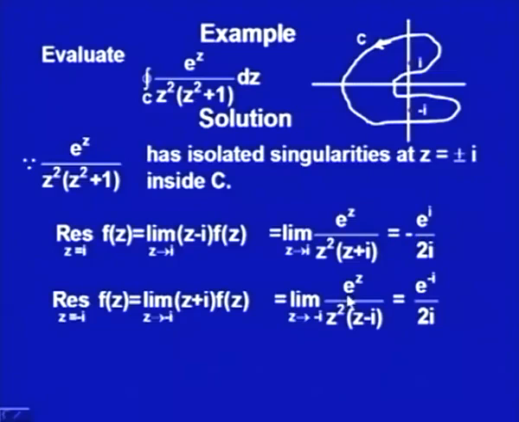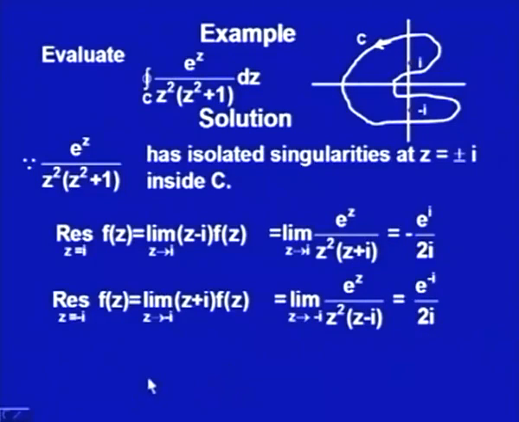Z is equal to minus I gives the numerator as e to the power minus I. In the denominator z square, minus I square is again minus 1, because it is I square, so it is minus 1. Z is equal to minus I gives minus 2I in the other factor. So I would get 2I, because minus 1 into minus 2I. So my limit would be e to the power minus I upon 2I.